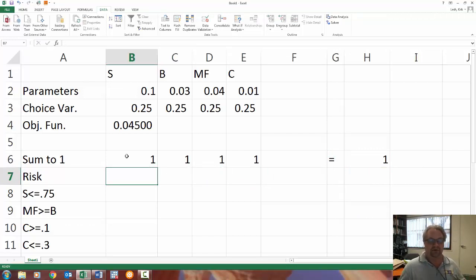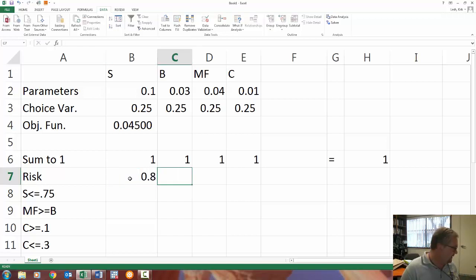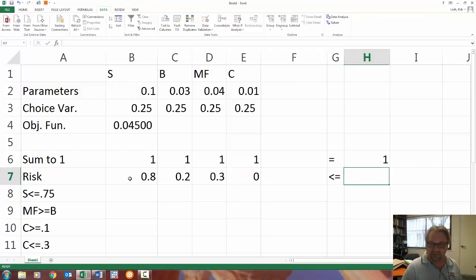Okay, and then I have the risk parameter, and the book tells you how to do this, right? It's just a weighted average of the risk that they give you times the percent that you're investing in each of these investments. So my parameters for the risk are just what they gave me. So that's 0.8, that's 0.2, and then of course 0.3, and then I got 0. And that's got to be less than or equal to some number. I'll get to that when we do this.